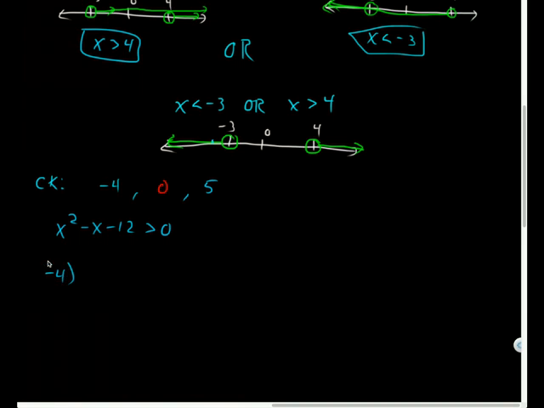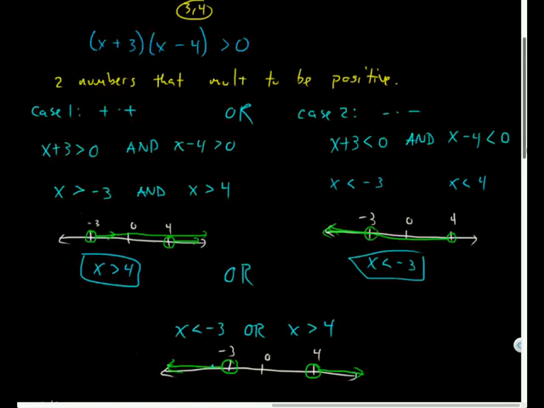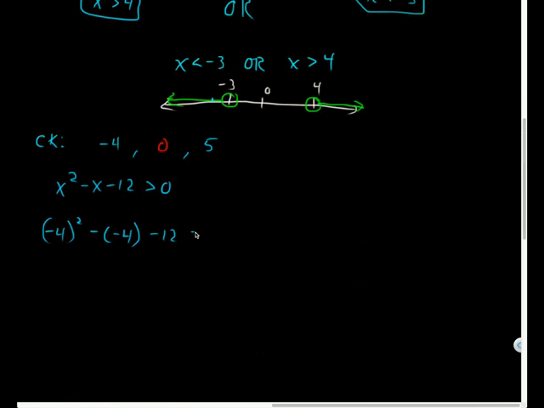Is -4 squared minus -4 minus 12 greater than 0? Yes. So -4 squared is 16. Minus a -4 is +4. Minus 12 greater than 0. 20 minus 12 is 8, which is greater than 0. So that's true. So that means this is true.